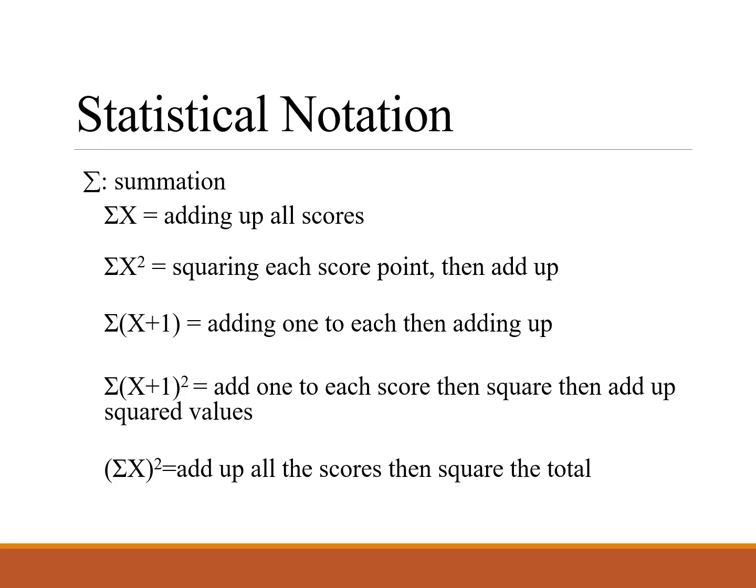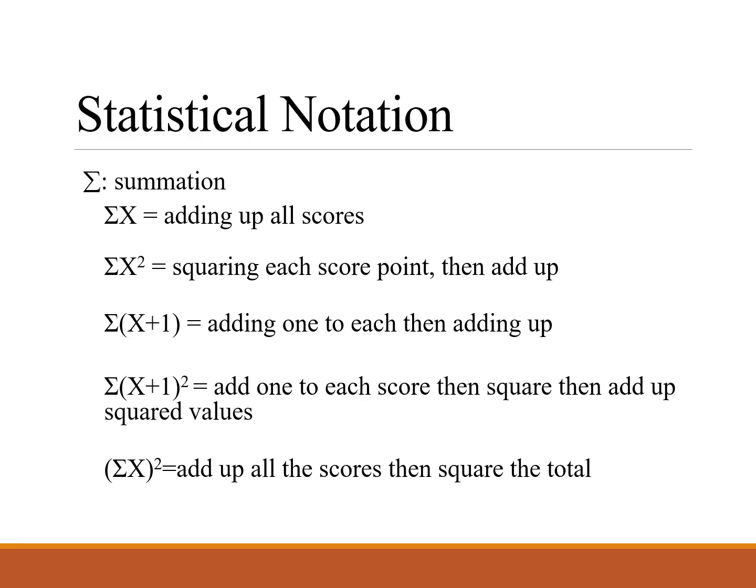Summation is when you sum or add a series of numbers. It is notated by the Greek letter sigma shown on the screen. If you see sigma x, you simply add all the scores. Sigma x squared means that you square each score, then add all the numbers together.